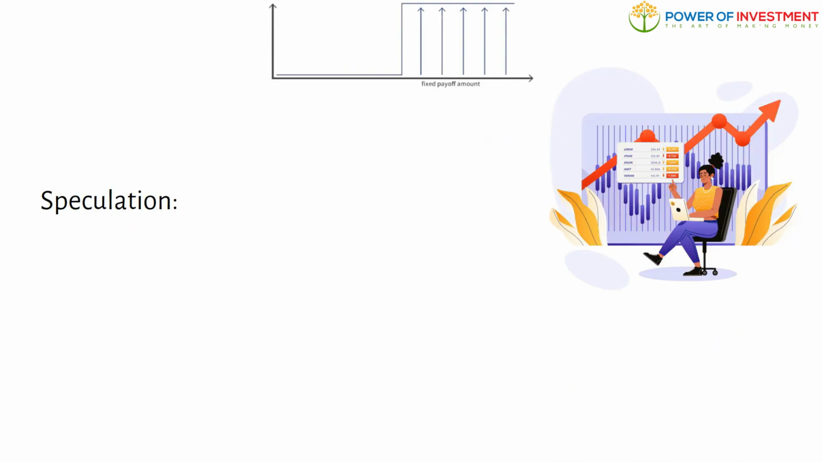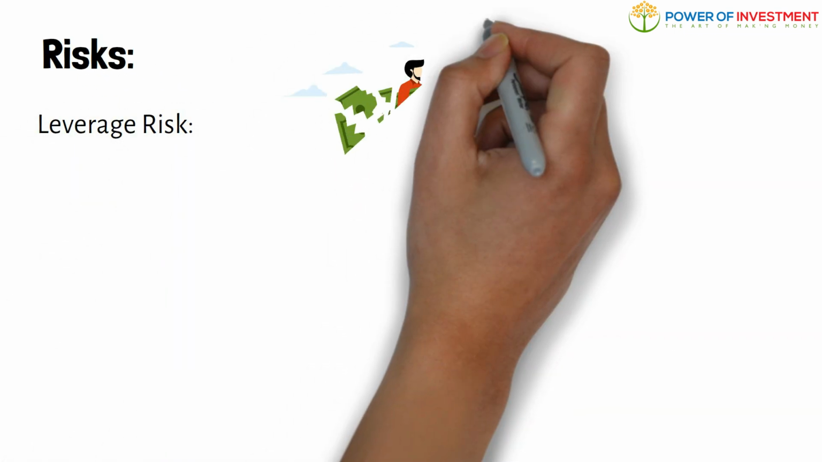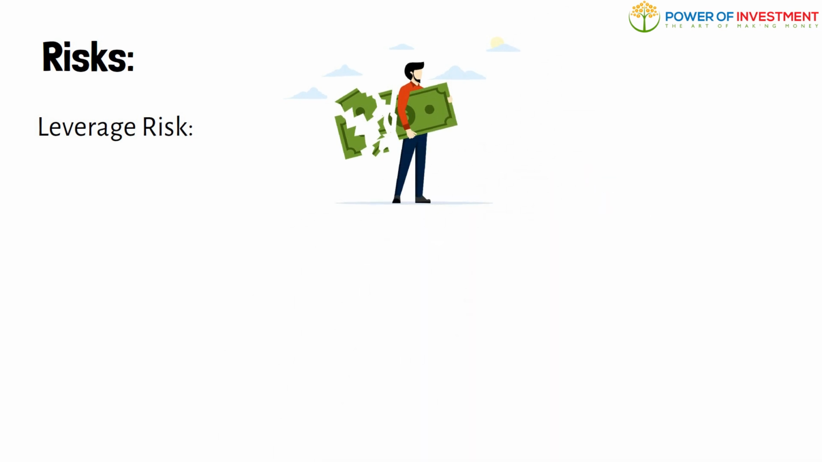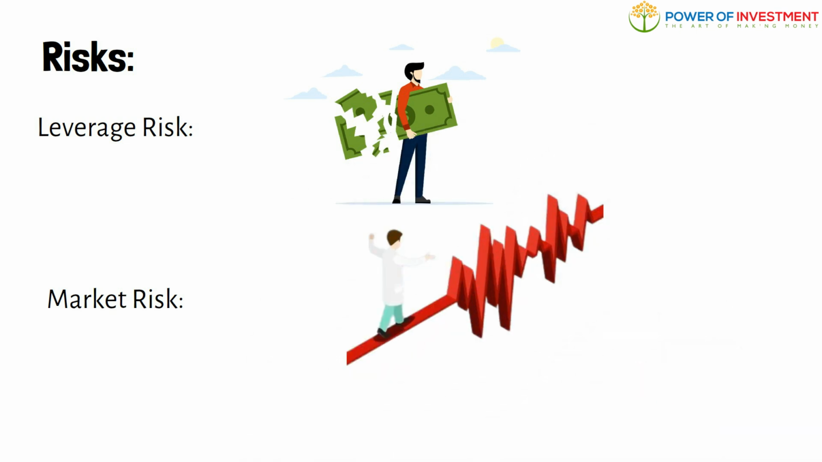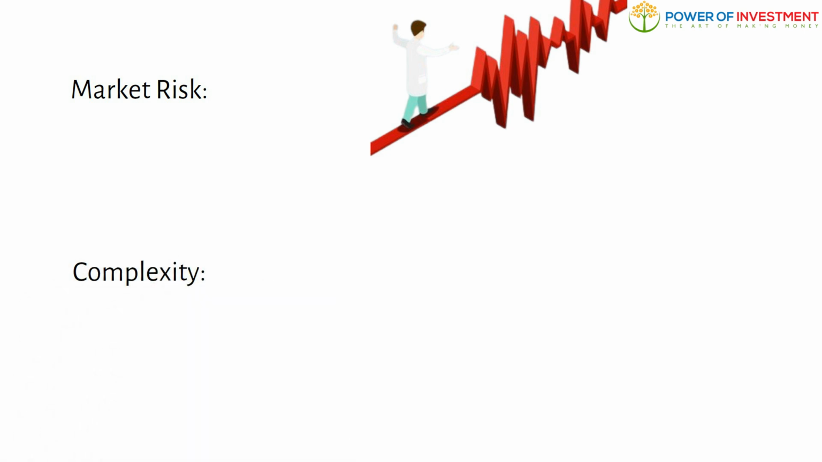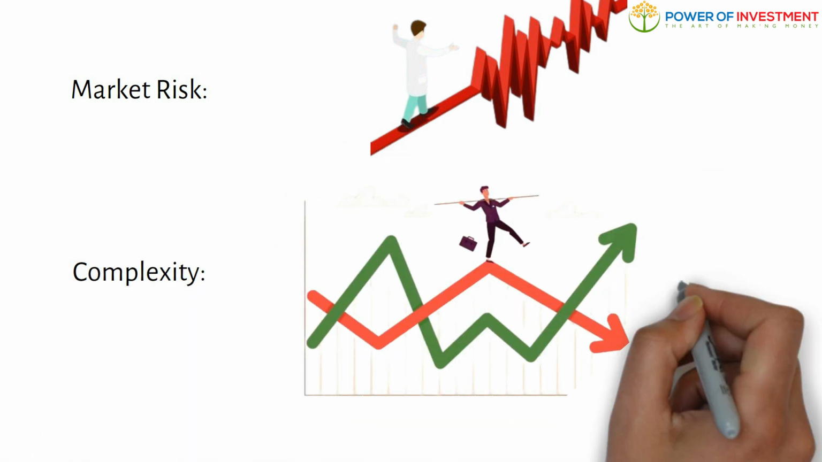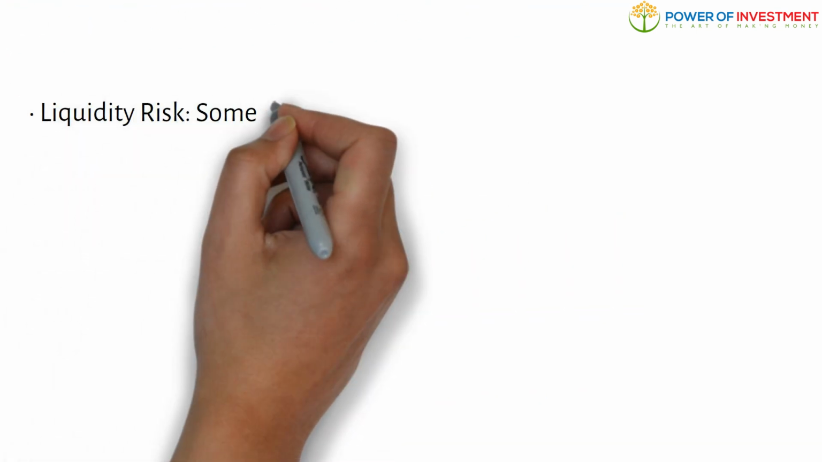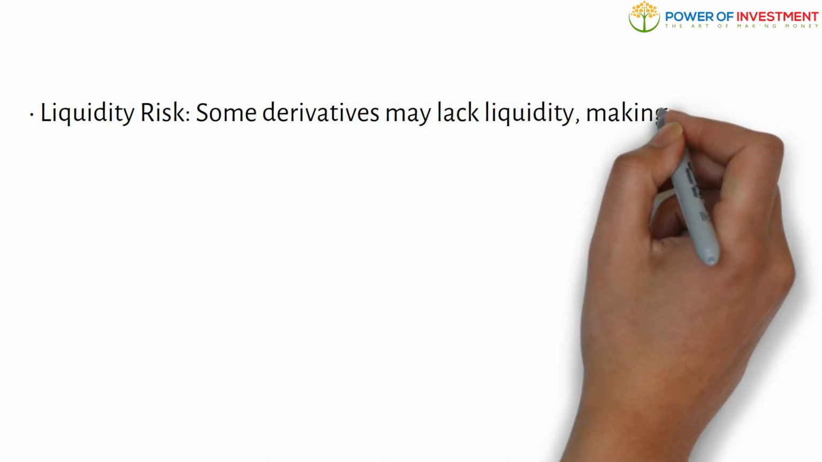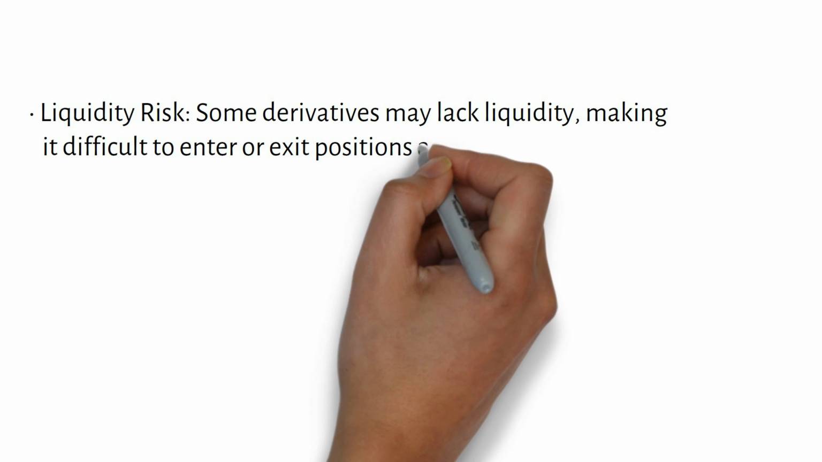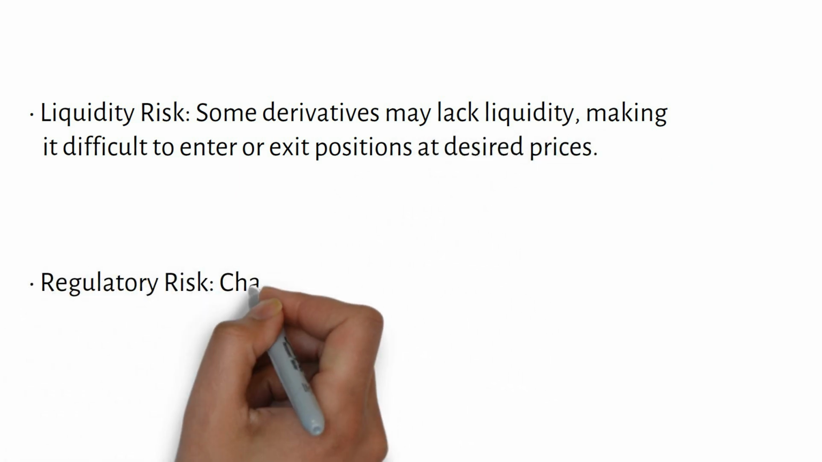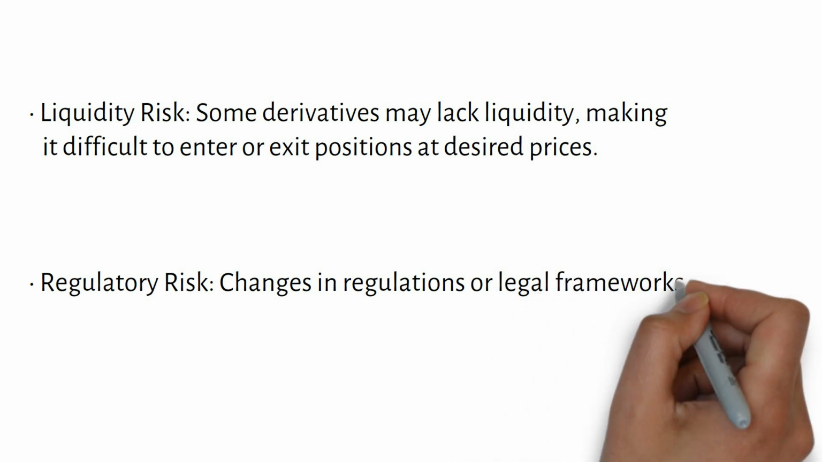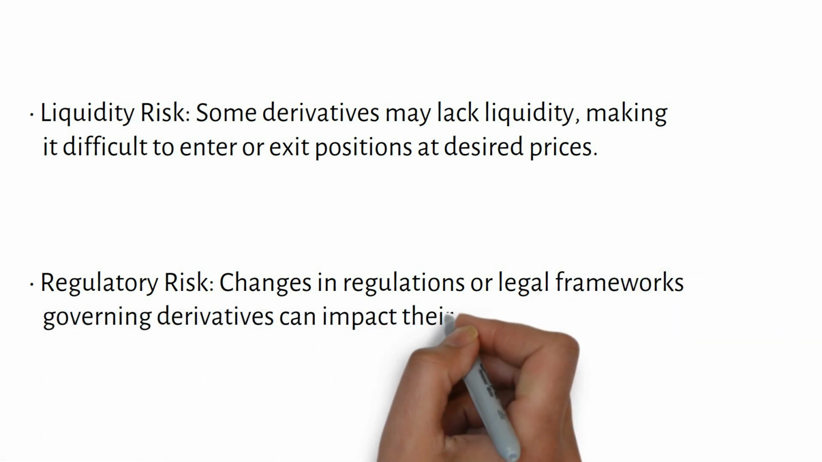Risks. Leverage risk. While leverage can amplify gains, it can also amplify losses. Market risk. The value of derivatives is influenced by the price movements of underlying assets, which can be unpredictable. Complexity. Derivatives can be complex instruments that require a deep understanding to trade effectively. Liquidity risk. Some derivatives may lack liquidity, making it difficult to enter or exit positions at desired prices. Regulatory risk. Changes in regulations or legal frameworks governing derivatives can impact their trading and market conditions.